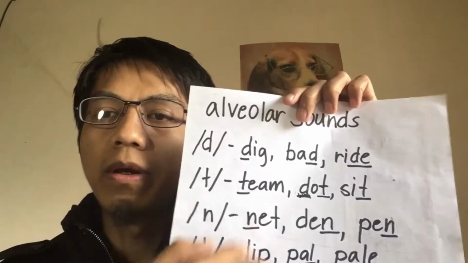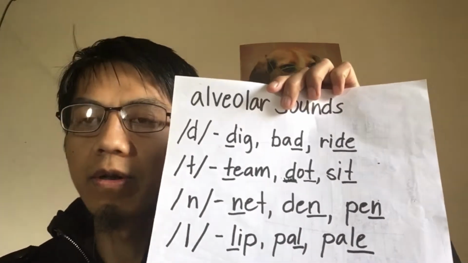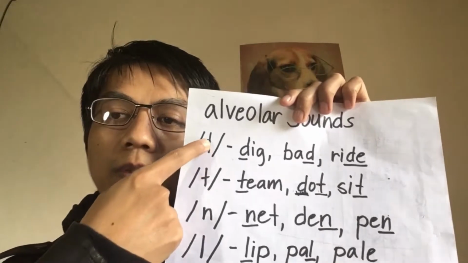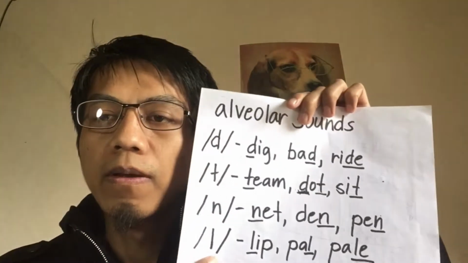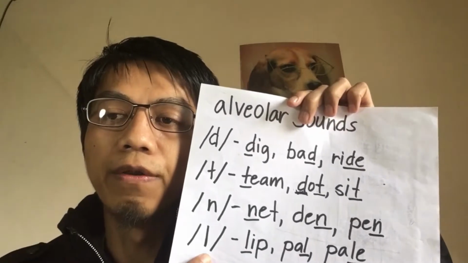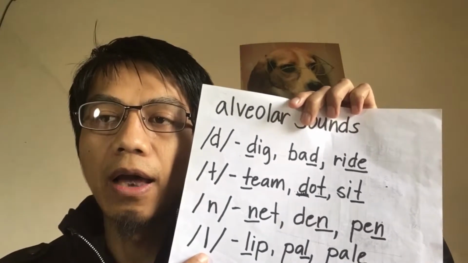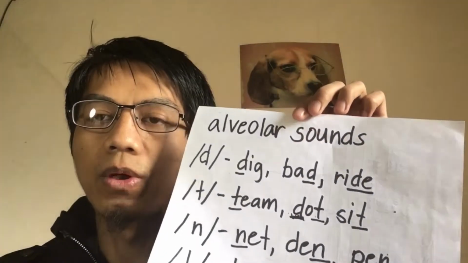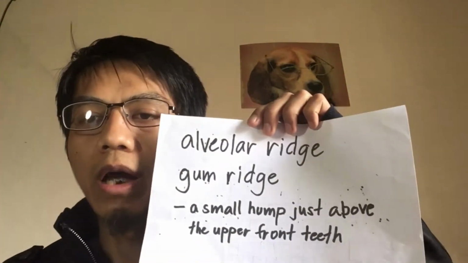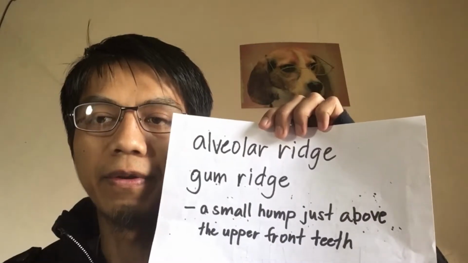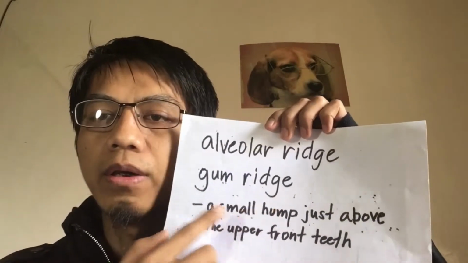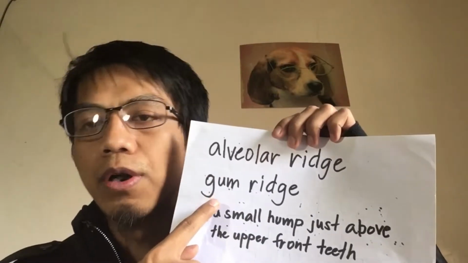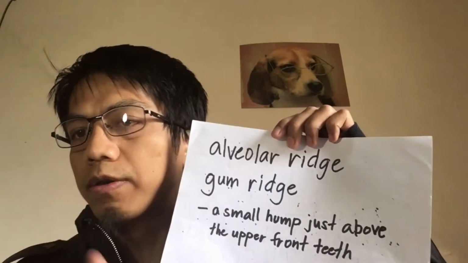Now let me explain why they are called alveolar sounds. They are called alveolar sounds because when you pronounce these sounds, the alveolar ridge is directly involved. Well, let's discuss the word alveolar ridge. Okay, let's talk about the alveolar ridge. The alveolar ridge is a part of the mouth, and it is also called the gum ridge. Okay, so the alveolar ridge and the gum ridge are the same, and I'll explain what it is.